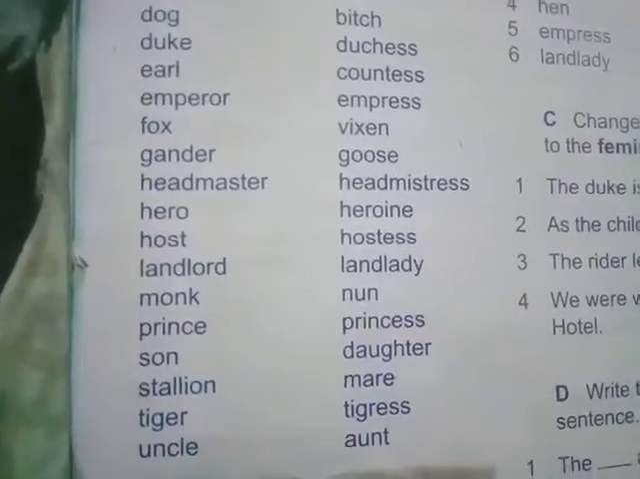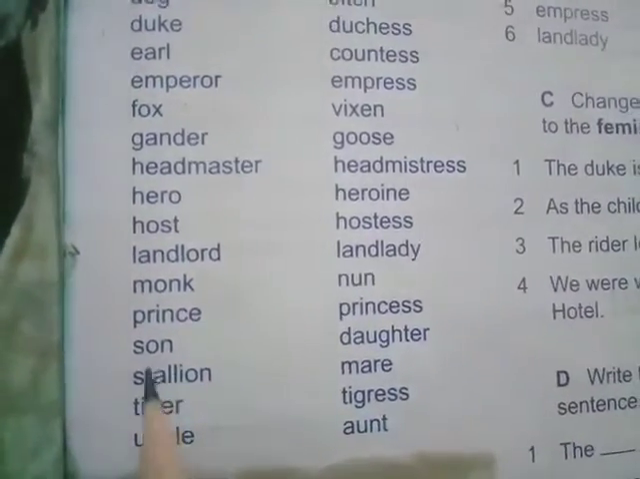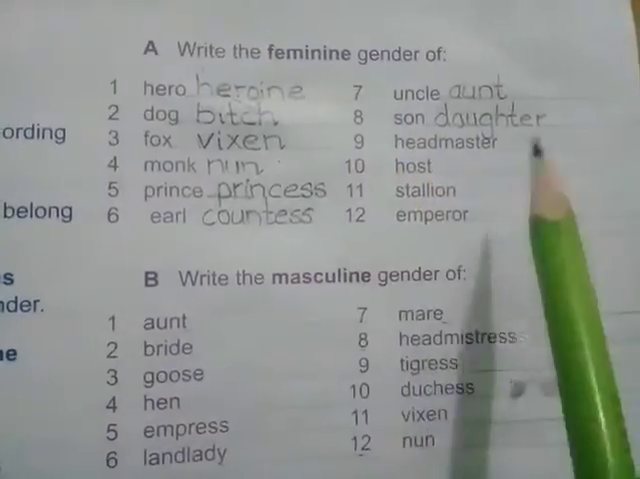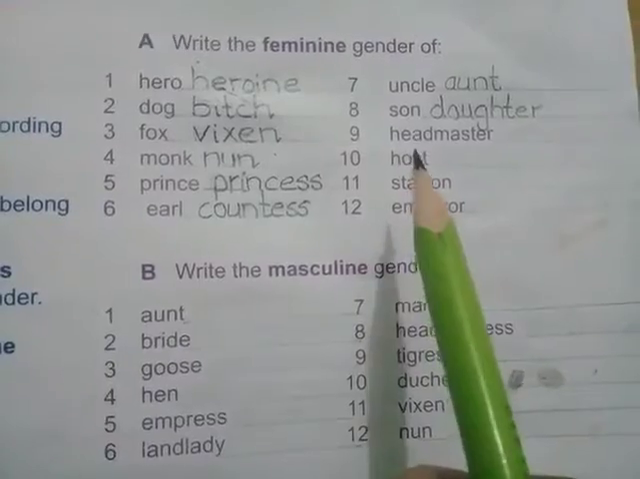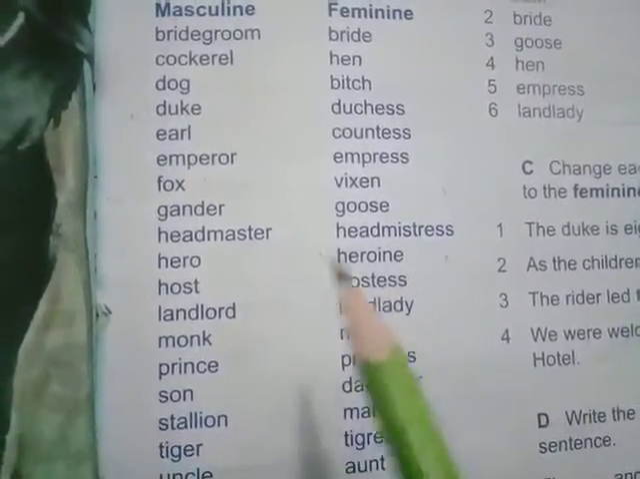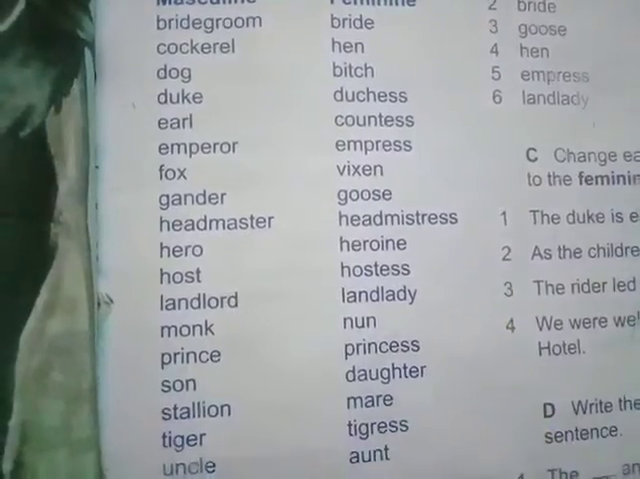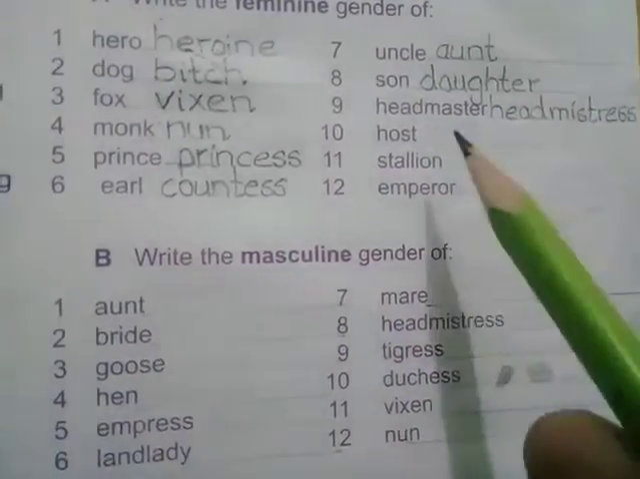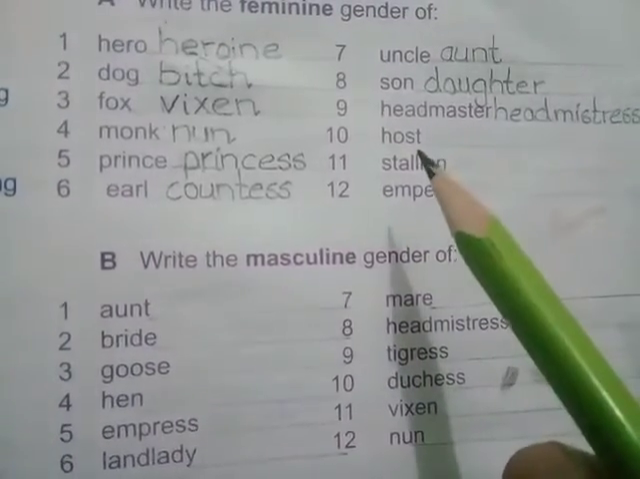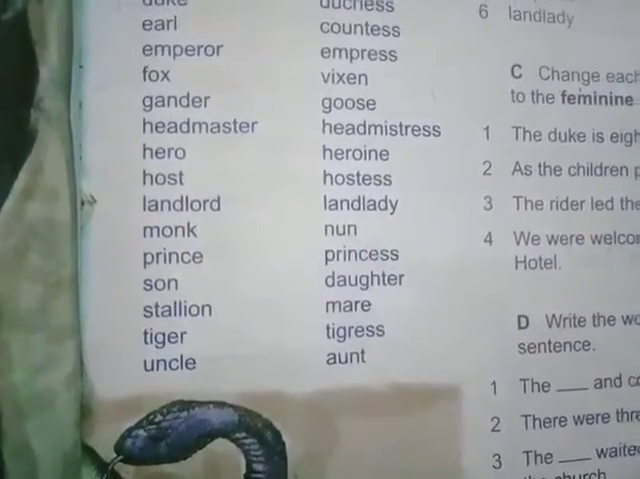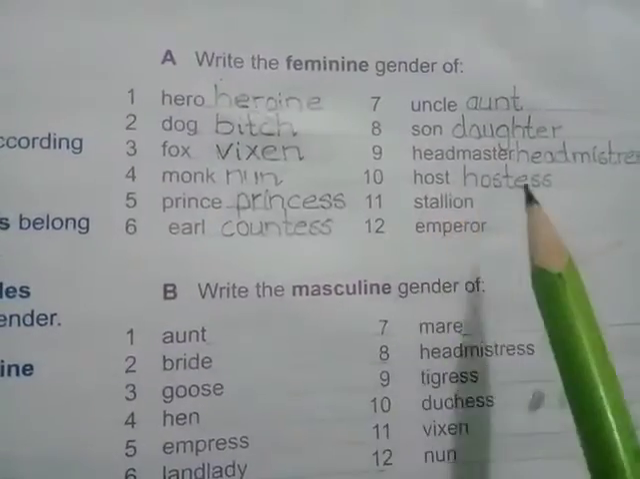Now number 8 is son. Now we will find out what the female of son will be, and we can see here it will be daughter. Son, daughter. Now number 9 is headmaster. Let's find out the answer. Female of headmaster will be headmistress. So the answer will be headmistress. Headmaster, headmistress. Number 10 is host. Let's see the female of host. It will be hostess. Host, hostess.